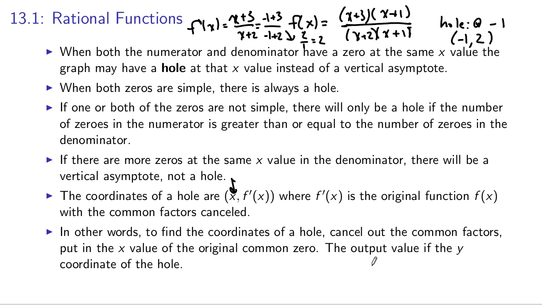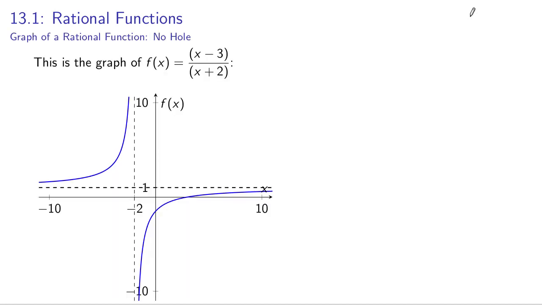In other words, to find the coordinates of a hole, we must cancel out the common factors, put in the x value, negative 1, of the original common 0 being negative 1 here. And then the output value, or the y value, will be the y coordinate of the hole, 2. That's how you find the coordinates of a hole in a graph.